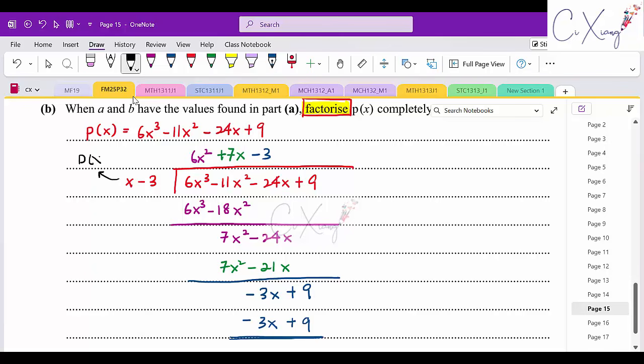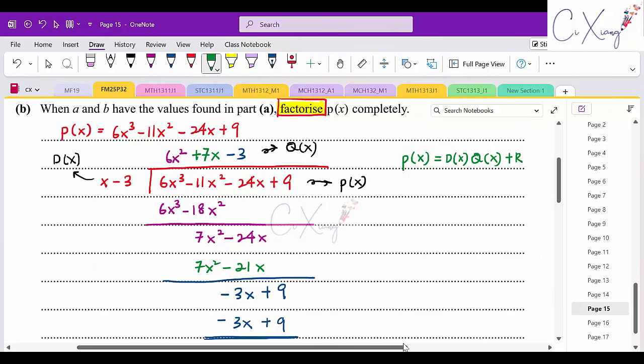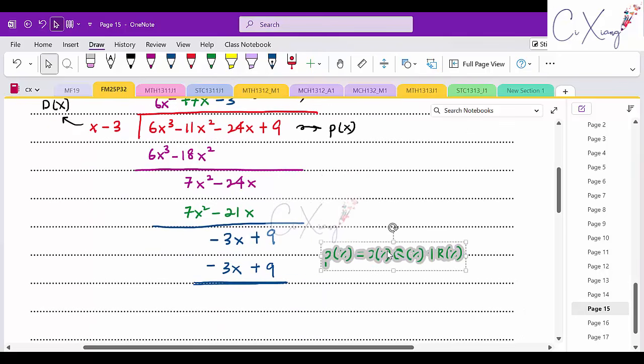For your information, we have all the terms here. This one is the divisor. The expression on top is the quotient. The question here is the polynomial. According to our knowledge, the polynomial equals divisor multiplied by quotient plus remainder. This is how we form the polynomial by using the divisor, quotient, and remainder. Then we rewrite our polynomial again using the divisor, quotient, and remainder.